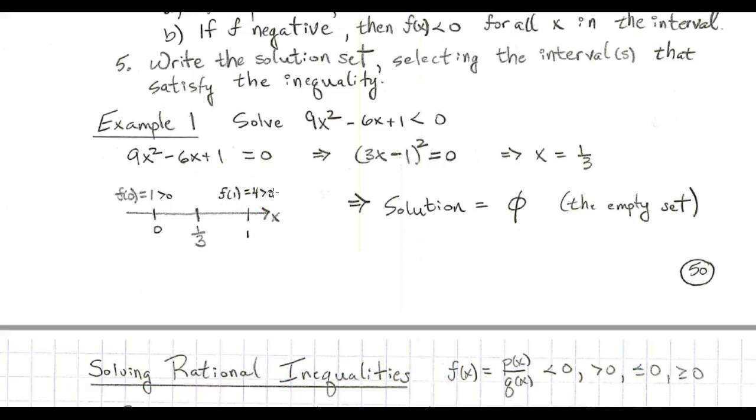So wait a minute. I want to know where this function is less than 0. Well, it's positive here, and it's equal to 0 at 1/3. So there are no values of x for which that function is less than 0. So our solution would be what's called the null set or the empty set. There is no solution.